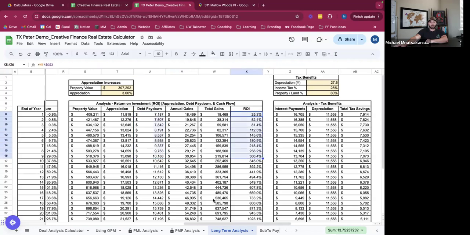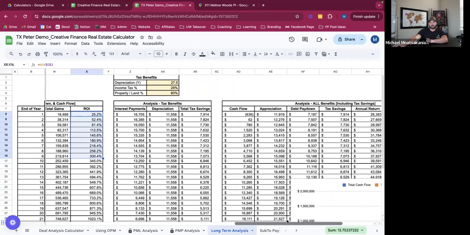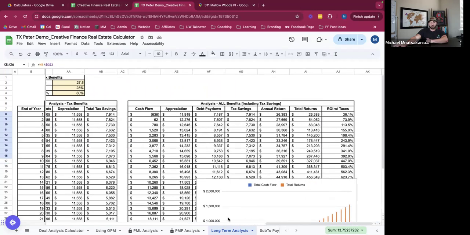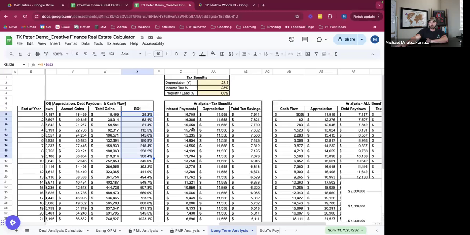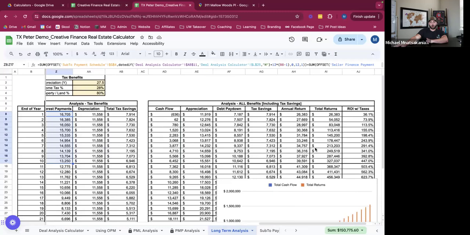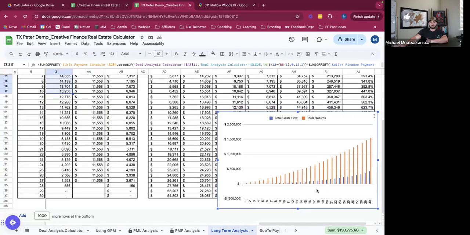So you want to account for that ROI, but also, depending on your tax situation and your tax bracket, there are depreciation tax benefits, as well as the interest payments being tax deductible. So all those benefits are fully calculated here for the next 30 years. Oh, this is kind of congested.